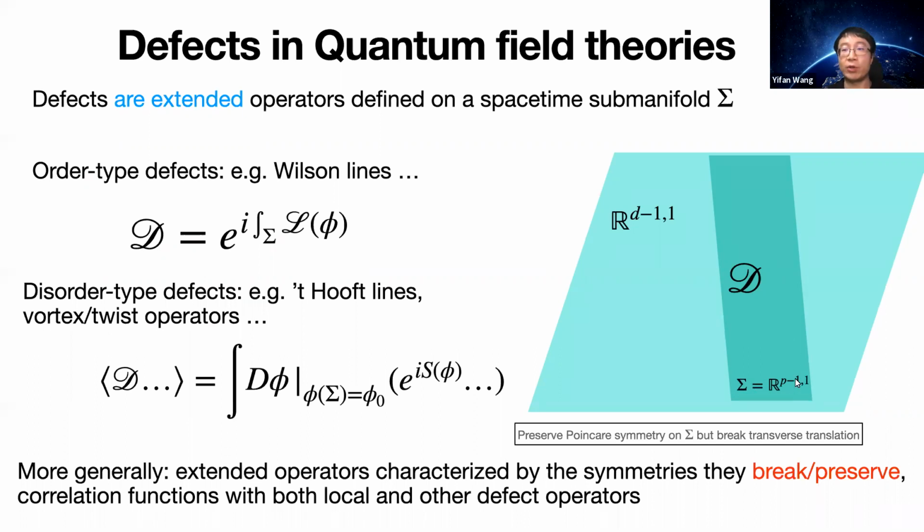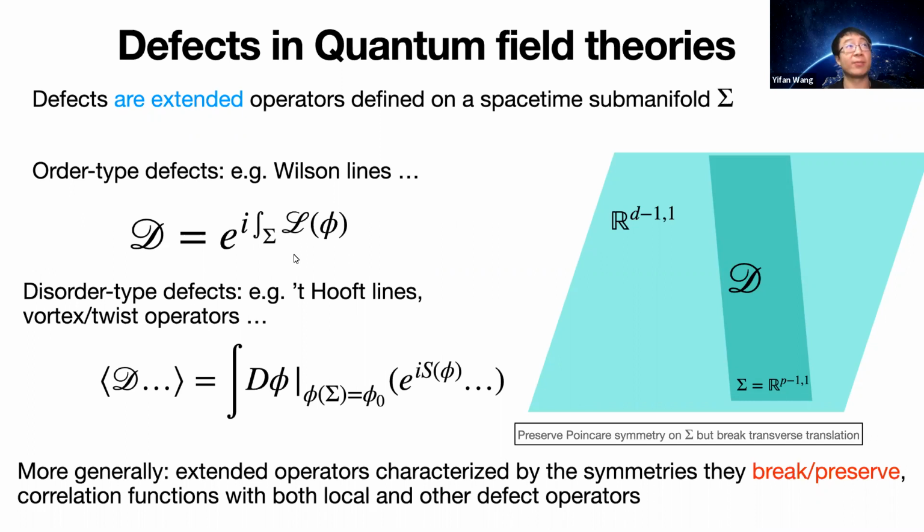And on that sub-manifold, you can define some defect operator, which I'll call curly D. The defect operators can be defined straightforwardly when your theory has some Lagrangian description. For example, as order type defects, which generalize the well-known Wilson lines. In these cases, the defect is defined by some exponentiated integral of some functional of the bulk fields restricted to the defect world volume sigma, okay?